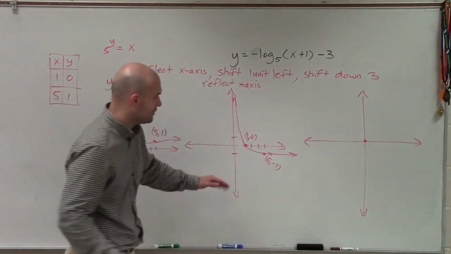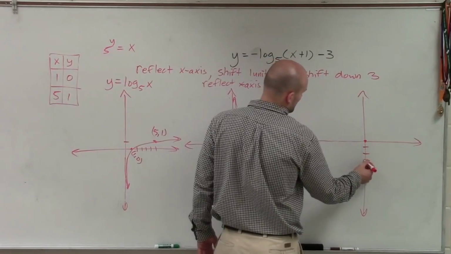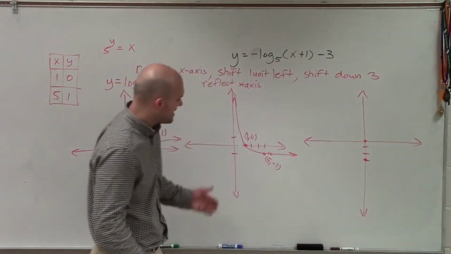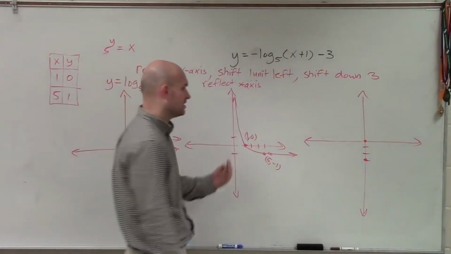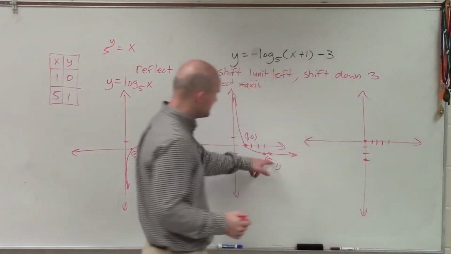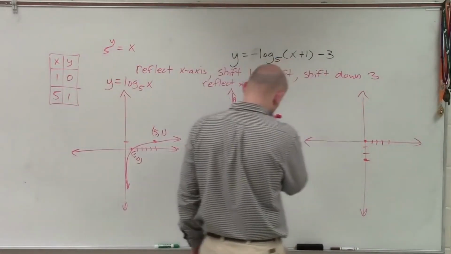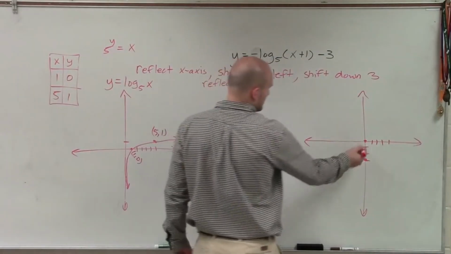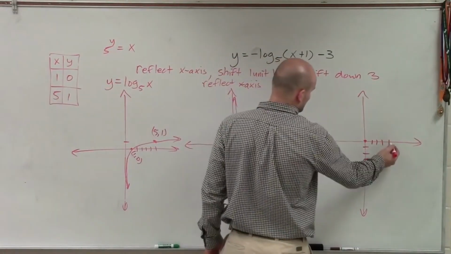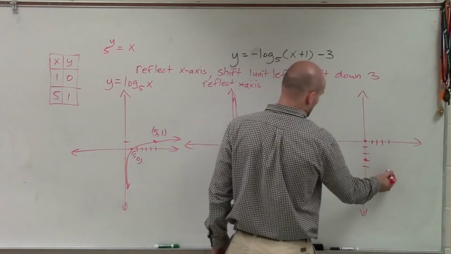And then if I shift it down 3 units, that's now going to be at 1, 2, 3. If I take the point 5, negative 1, I shift it 1 unit to the left. That's now going to be at 4, 1, 2, 3, 4. And then if I shift it down 3 units from negative 1, that will now be at negative 4. So 1, 2, 3, 4. So that will now be at 4, negative 4.